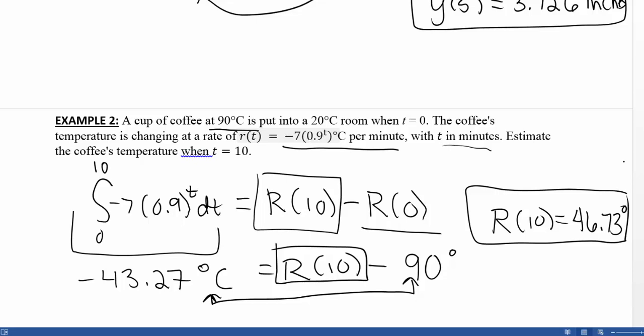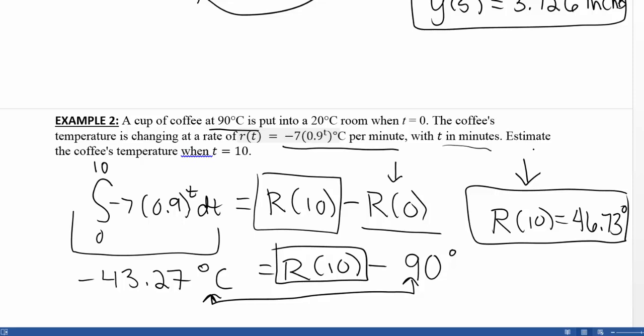So the temperature of the coffee at time equals 10 is 46.73 degrees Celsius. And so again, earlier, before the fundamental theorem, I was able to tell how much the temperature changed. So it changed by 43.27 degrees. However, I needed the fundamental theorem to incorporate this initial data, which allowed me to find out the exact value of my function, which is the temperature function, at time equals 10.